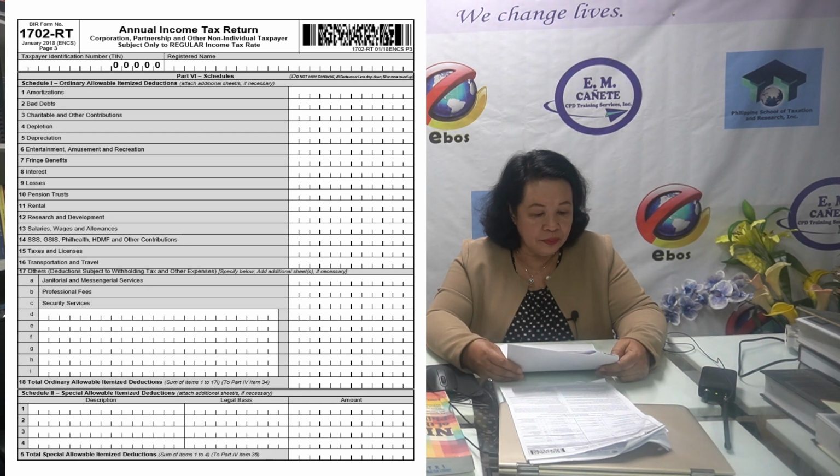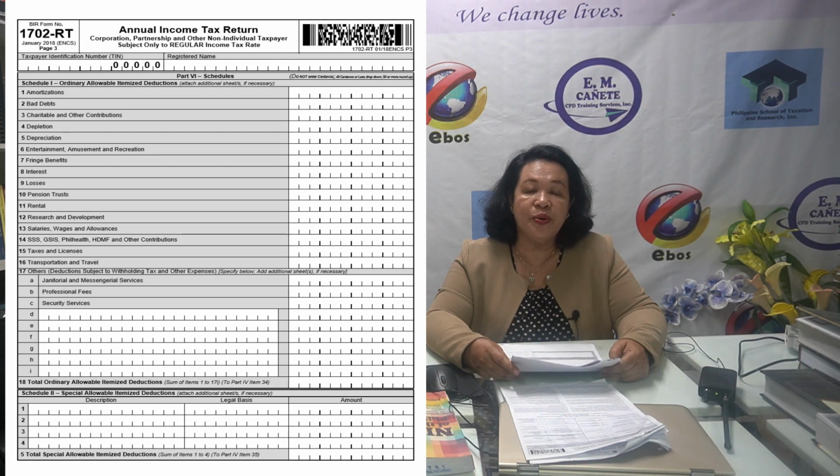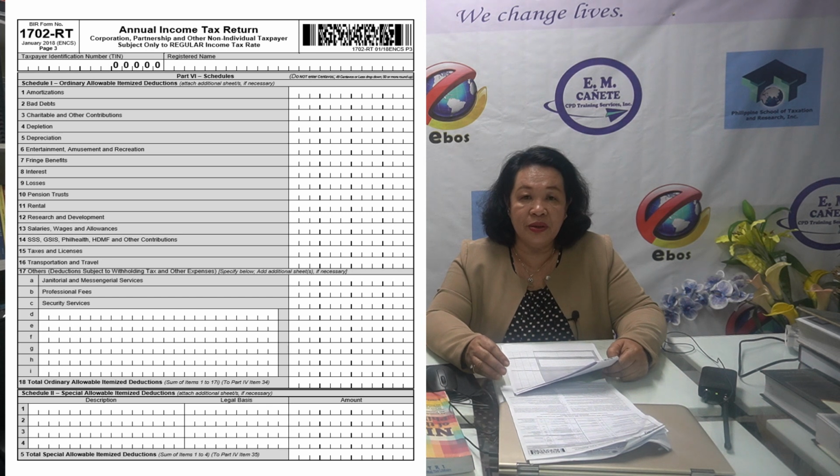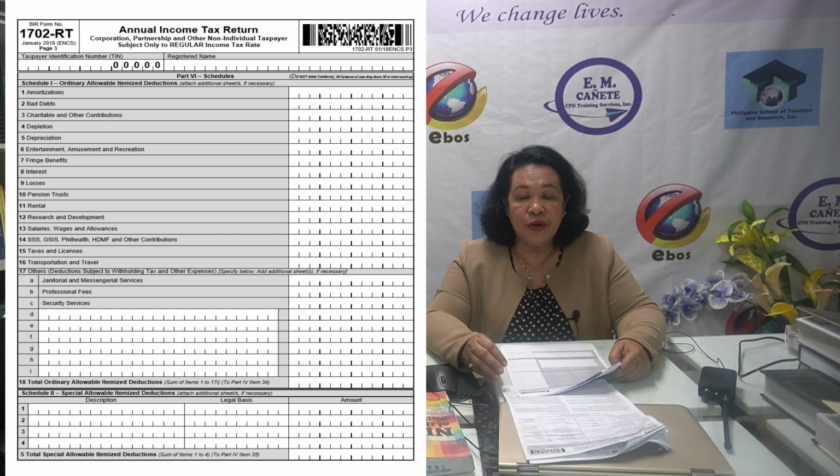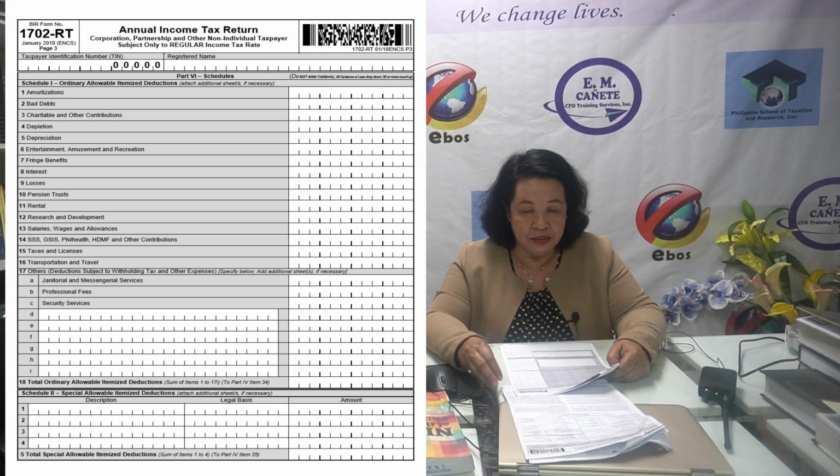Number 3 is charitable and other contributions. Since this is a corporation, if your donation is not fully deductible, given to accredited institutions, then your donations will be subjected to limitations. For corporations, the limit is 5% of net income before deducting charitable contributions. So definitely, if you have no income, or a net loss, then you cannot claim charitable contributions.